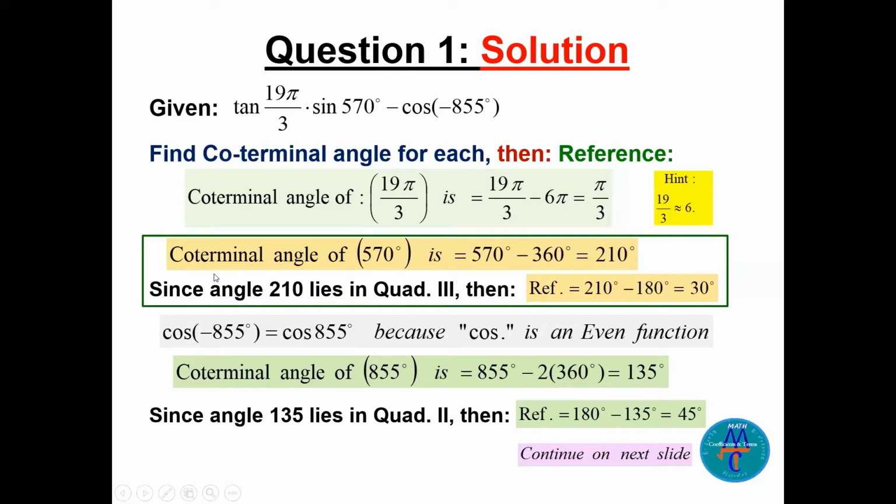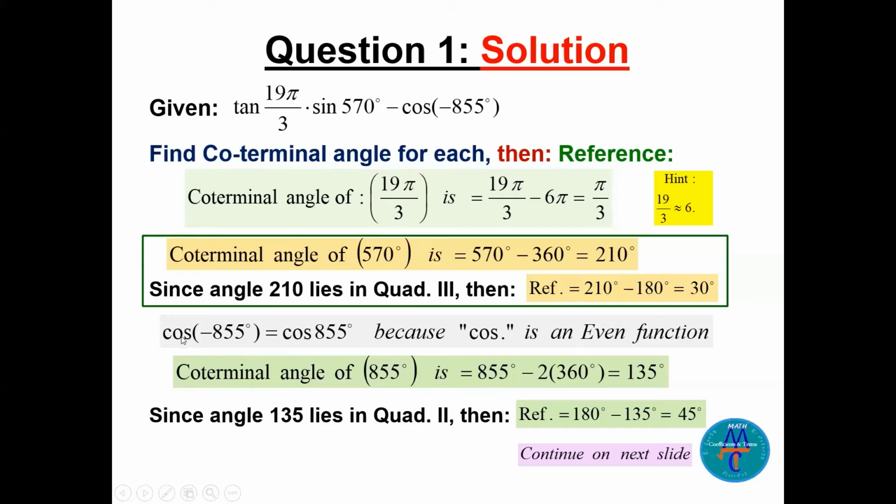Now let's see the second angle here, sine 570. The angle 570 is bigger than 360, so we subtract 360, we get 210. 210 lies in quadrant 3. So the reference will be 210, the angle itself, minus 180. It will be 30 degrees. Now 30 degrees is the reference angle.